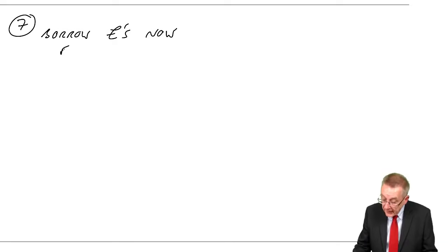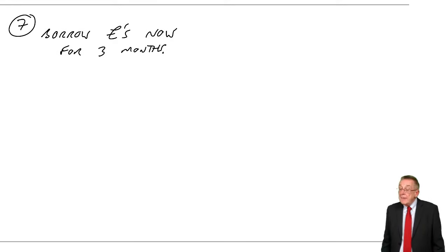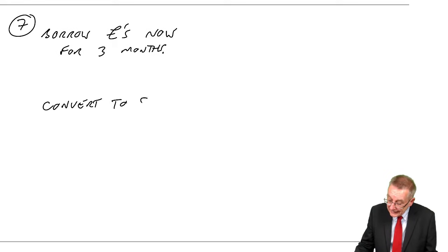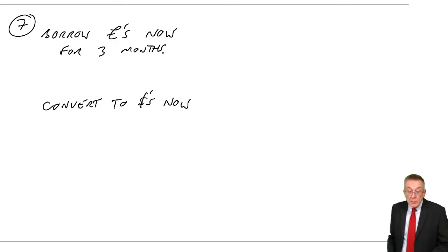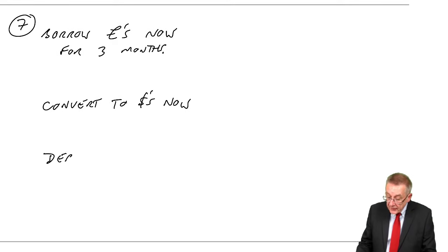for 3 months, because I don't want to pay the money any earlier. You know, we're not due to pay until 3 months. So rather than have to pay early, I'll borrow some pounds now for 3 months. We'll convert to dollars now. I've got dollars now, but I don't want to pay the customer early. So we'll then deposit the dollars for 3 months.